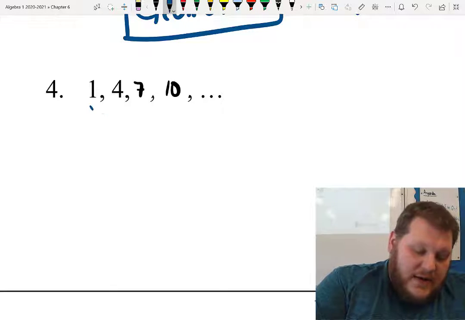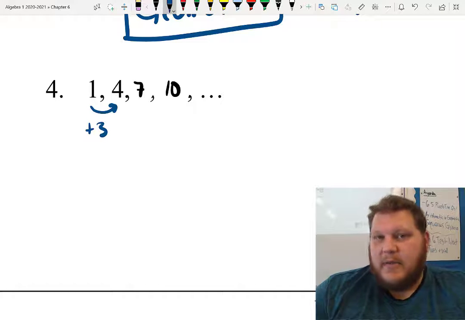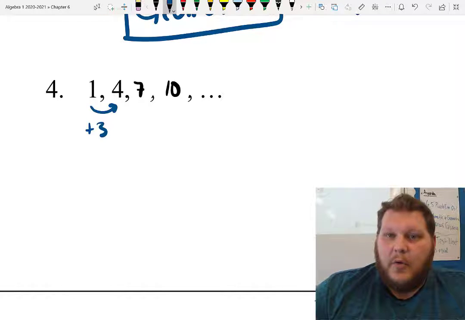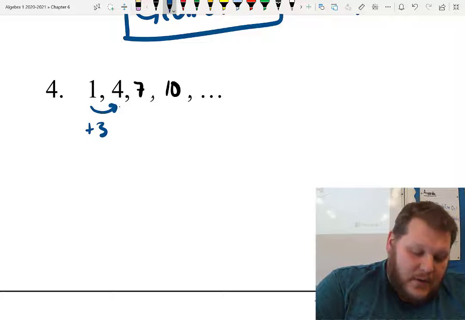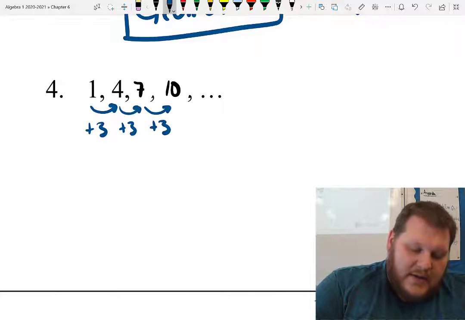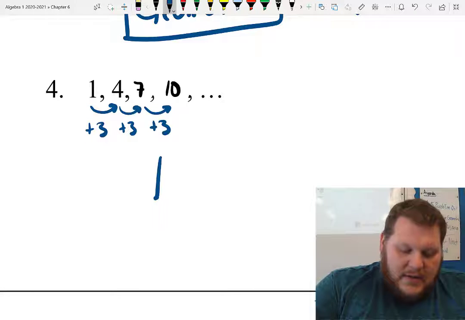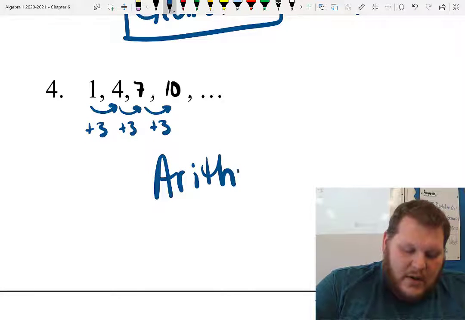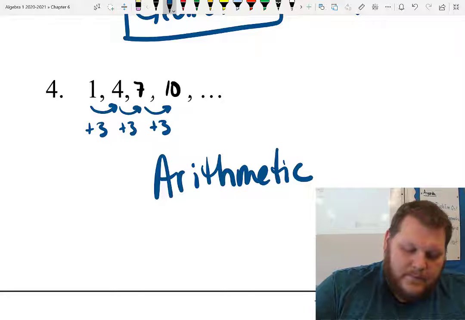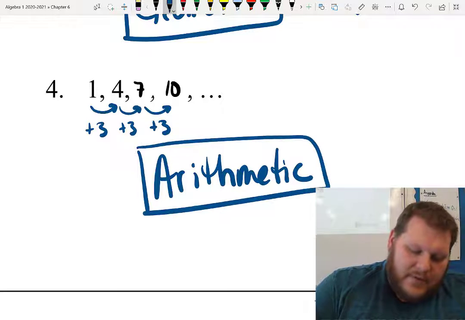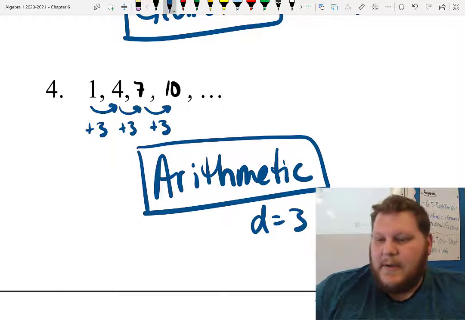So we're just going to check and see if there is a constant addition or subtraction that works in my sequence. To get from 1 up to 4, I would have to add 3. 4 plus 3 is 7. 7 plus 3 is 10. So this one is arithmetic. My common difference here is positive 3.